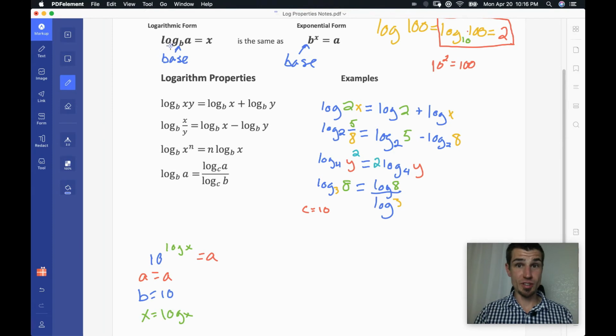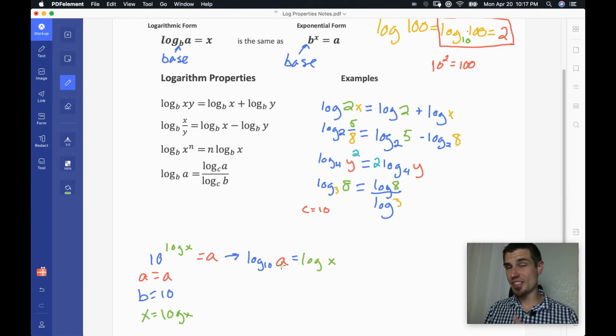So we start with log base b, our b is 10. So this expression is equal to log base 10 of, we're going to put a inside the logarithm here, and our a is just a. So we put a here, and it's equal to what? Well, it's equal to x. What's our x in this case? Well, we're saying x is log of x.